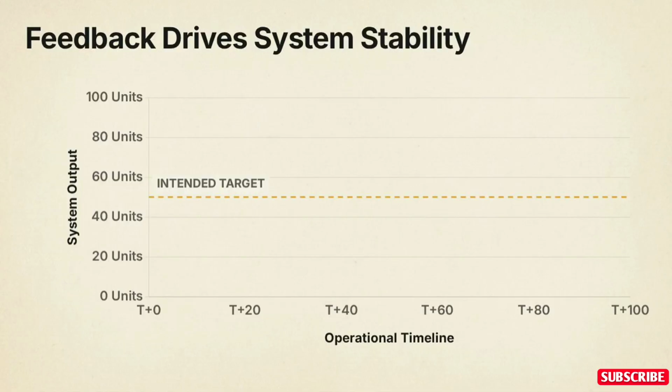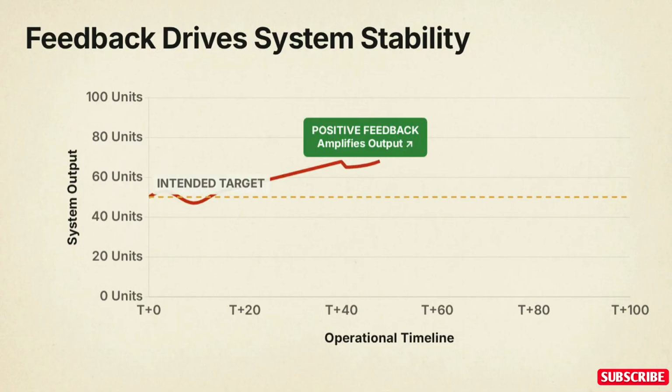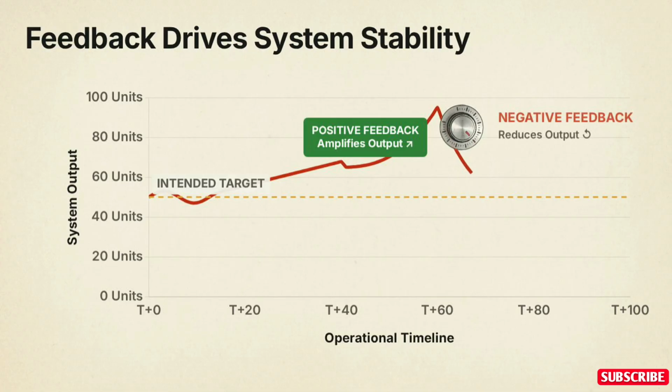To maintain stability, these systems rely on control feedback. Positive feedback amplifies an output, like rising stock prices encouraging more buying, while negative feedback reduces output to correct deviations and keep the system on its intended target.